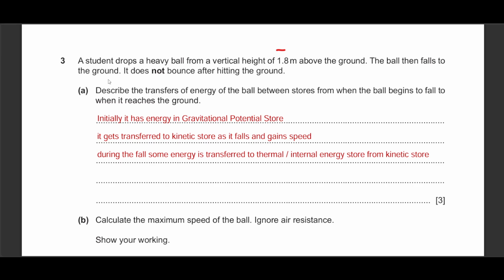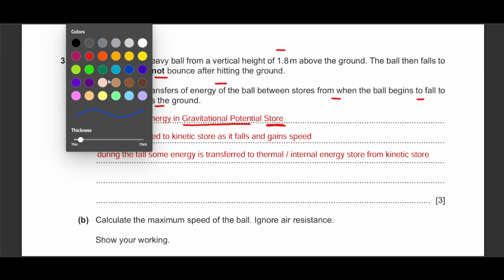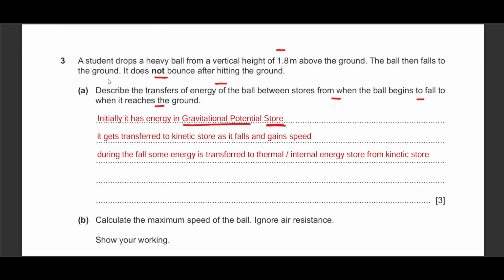The ball falls. It does not bounce, which means that there will be no regaining kinetic or gravitational potential energy. The sharp transfer of energy the ball stores begins to fall when it reaches the ground. So initially, it has the energy stored in gravitational potential. Now, please be advised, we will be using the word store from now onwards instead of forms of energy or transfers of energy. We will say it is being taken from this store.